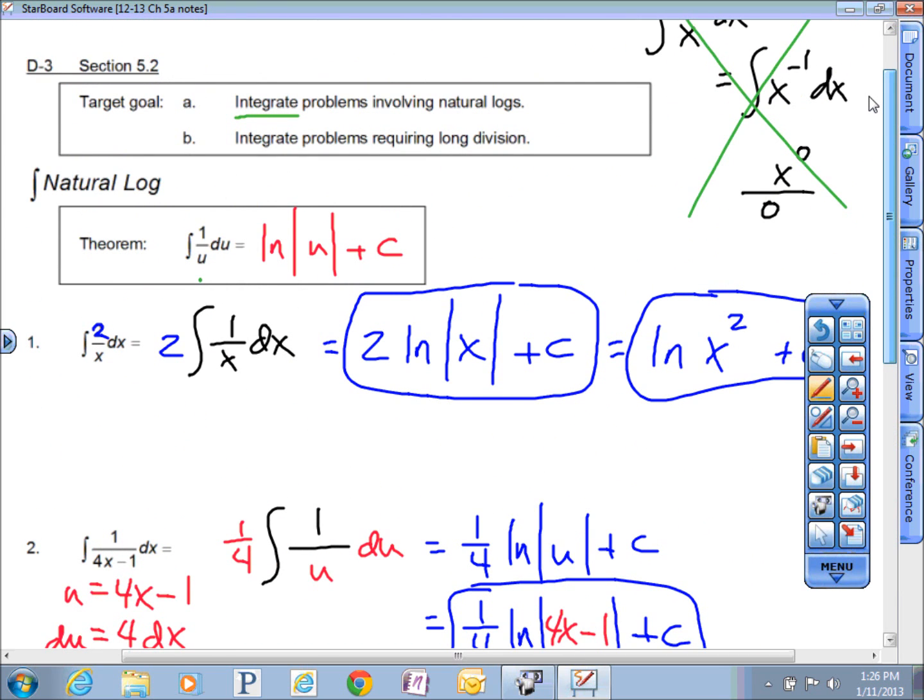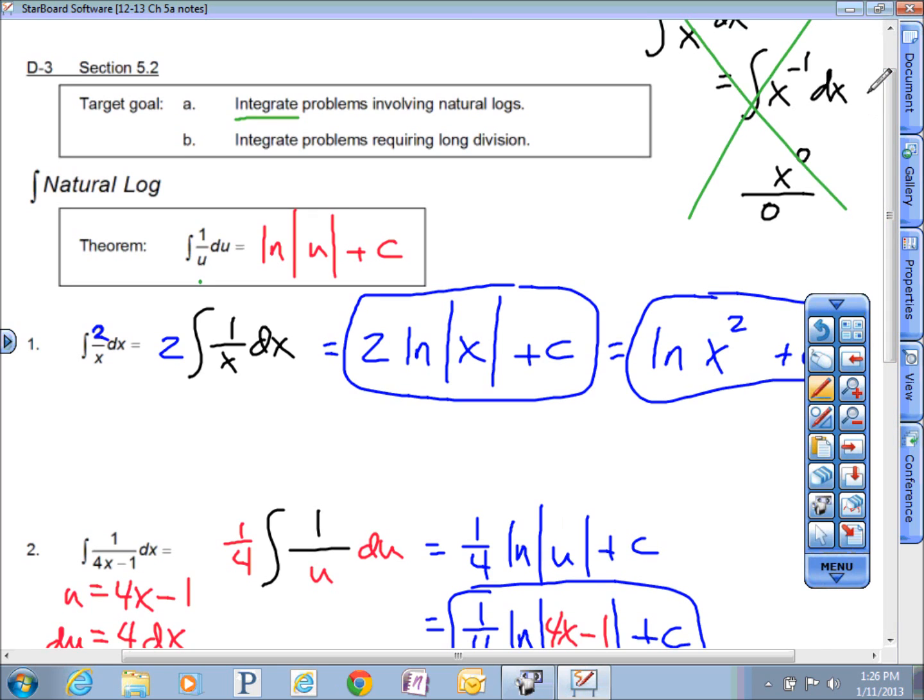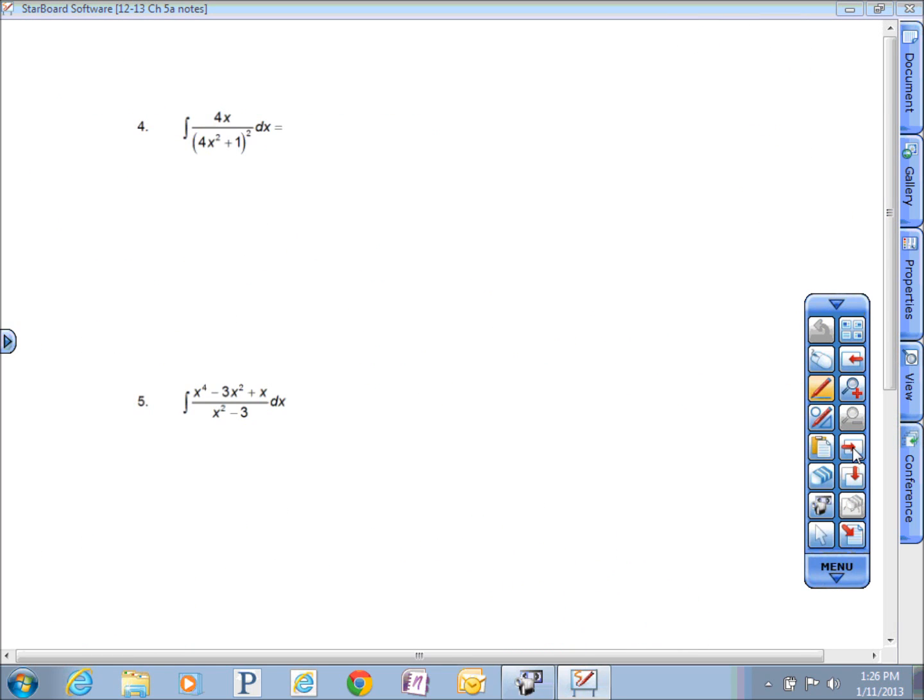Now we'll get to the integrating problems with long division in a couple seconds. I want to do one more integrating with natural log. Here we are again. I've got multiple terms in the denominator. I've got a single term in the numerator. I don't think I'm going to be able to change the problem other than maybe trying to rewrite it. So that's what we're going to do. So we'll say u is 4x squared plus 1. So du would be 8x dx.